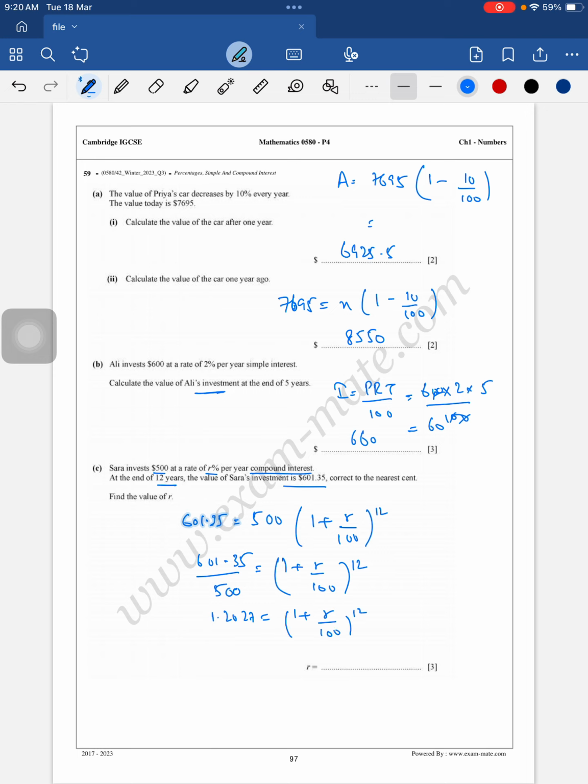Now to take out the value of r, we need to remove the exponent sign, that is 12. So applying log on both sides, ln 1.2027 is equal to ln of 1 plus r upon 100 power 12. The 12 comes in front of this, right?